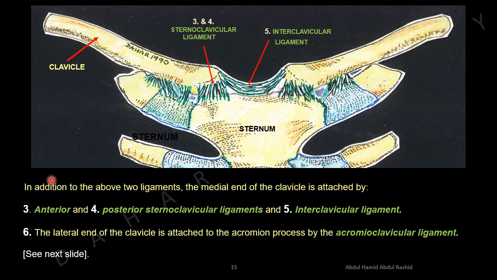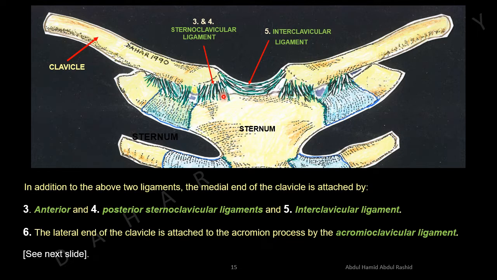In addition to the above two ligaments, the medial end of the clavicle is attached by number 3, anterior, and number 4, posterior sternoclavicular ligament. As you see from the name, sternoclavicular ligaments means it is attached between the sternum and the medial end of the clavicle. Anterior and posterior sternoclavicular ligaments.